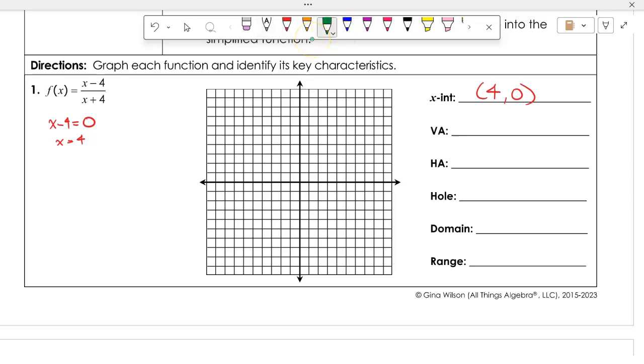Vertical asymptote comes from that simplified form, where I set the denominator equal to 0. So here, x plus 4 set equal to 0 gets me x equals negative 4. So my vertical asymptote is at x equals negative 4. Let me go ahead and draw that. So x equals negative 4: 1, 2, 3, 4. It's right here.